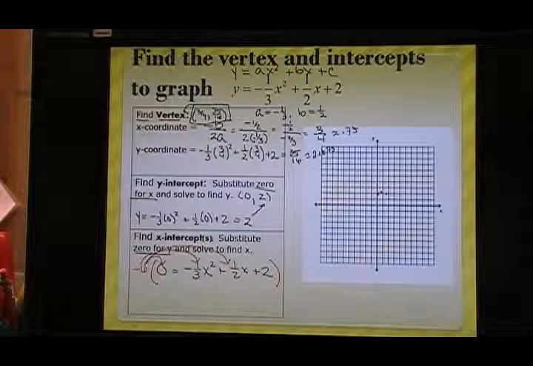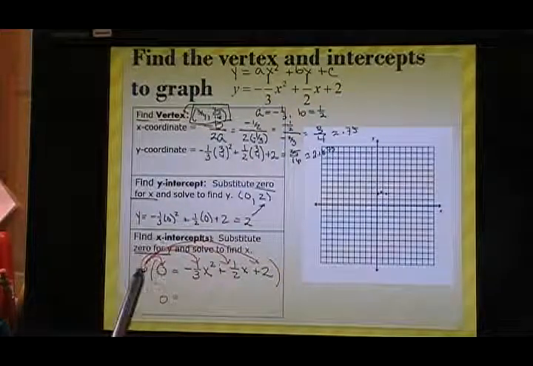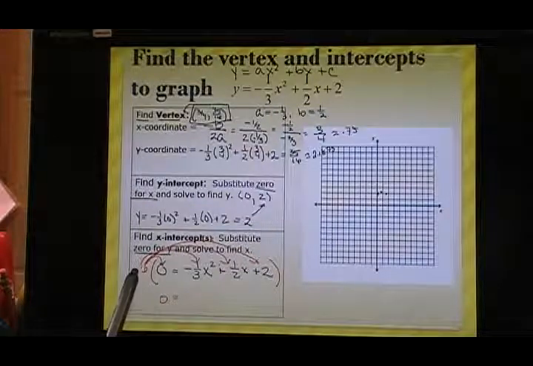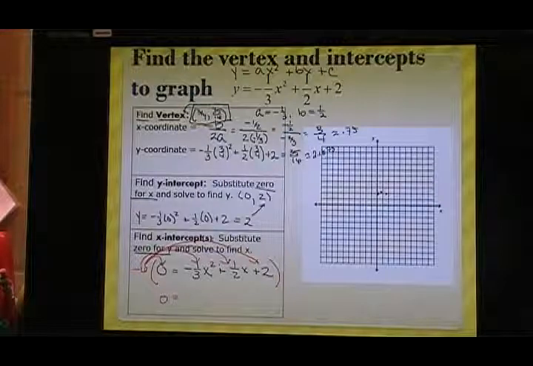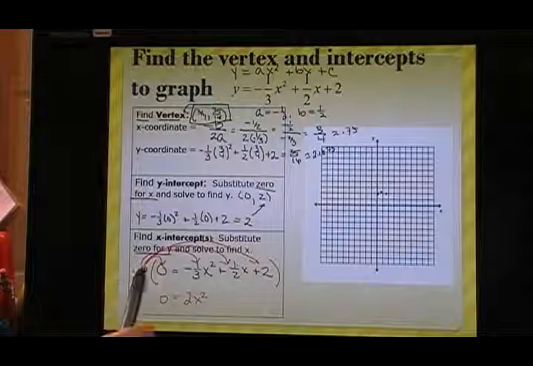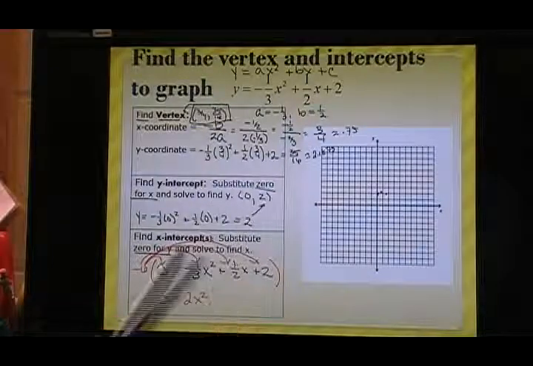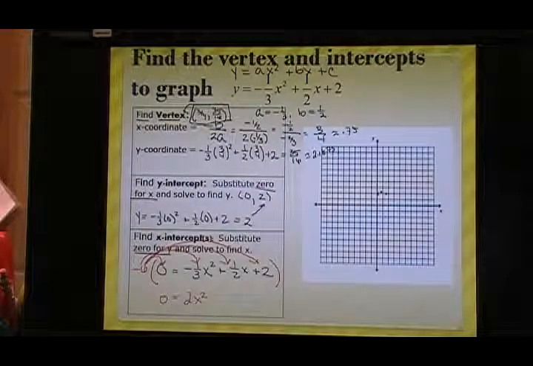All terms of the equation, that's really, I'm multiplying both sides. So I have 0 equals -6 times 0, 0. -6 times -1/3, we get +2. So that's 2x squared. -6 times +1/2, that would be a -3. So that's -3x. And then -6 times +2, we get -12. So that is -12.